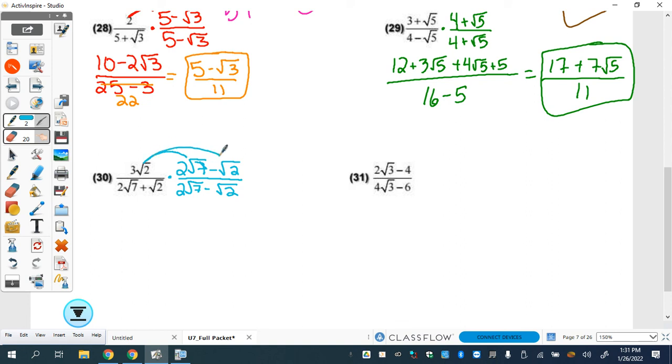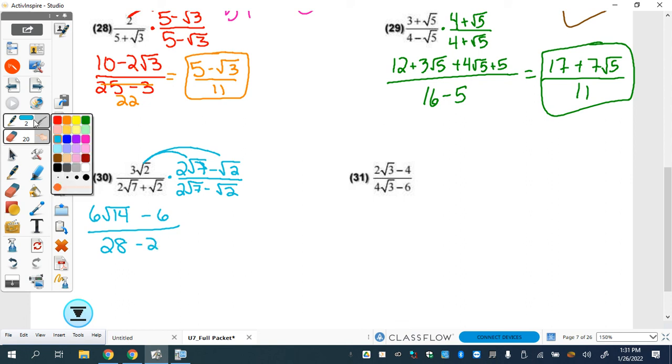So multiplying, I get 6 radical 14 minus 6, because radical 2 times radical 2 gives you 2, but times the 3 makes it a 6. And then let's see here. 4 times 7, 28 minus 2. So rearranging my order in my numerator, because radical has to go last, negative 6 plus 6 radical 14 all over 26.